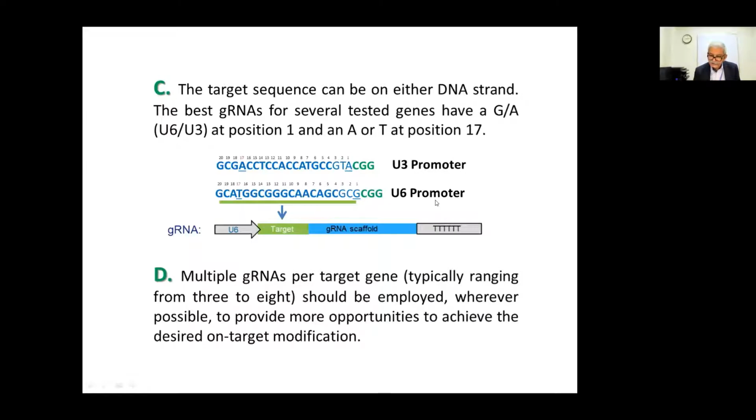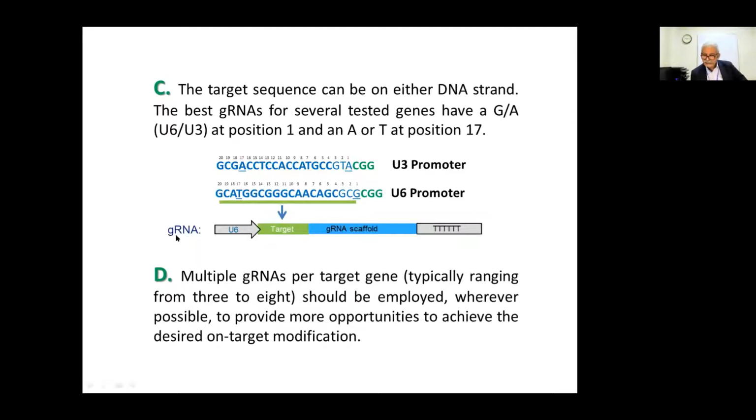Now position 17, if you take the first nucleotide as 1, must have again an A in case of U3 promoter, and a T in case of U6 promoter. Is it clear?